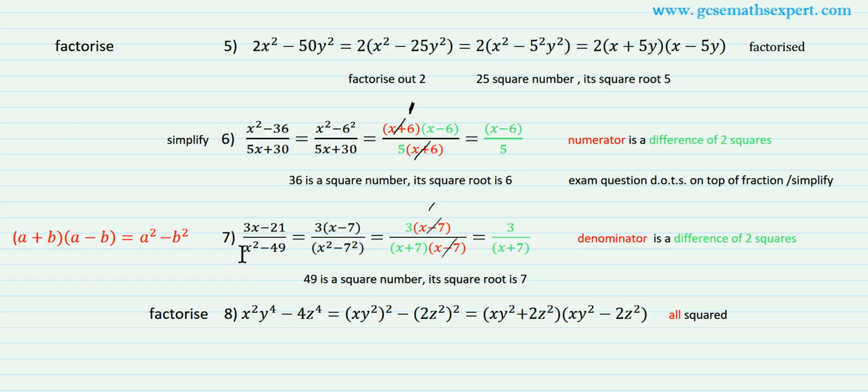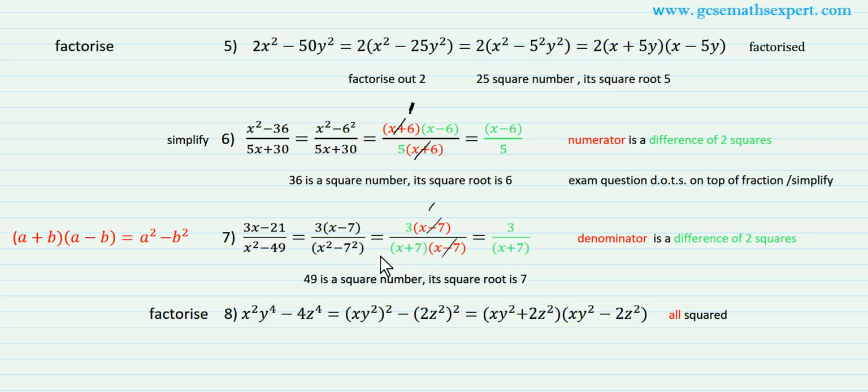Again, question 7, we have 3x minus 21 divided by x squared minus 49. 3 can be factorized from the numerator, so you take 3 out and you'll have x minus 7 on the top. On the bottom you'll have x squared. Now 49 is a square number and its square root is 7, so instead of minus 49 you write it as minus 7 squared. Again this is 1 squared take away another squared, this pattern. So you write it with 2 brackets, x plus 7 and x minus 7, on the bottom.